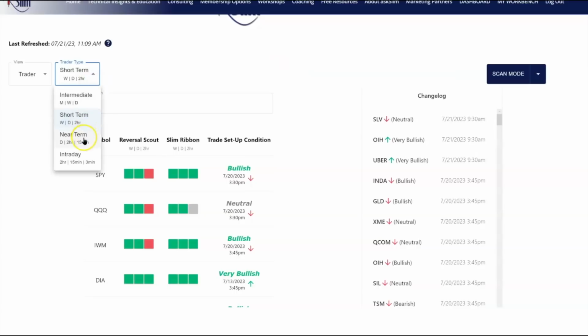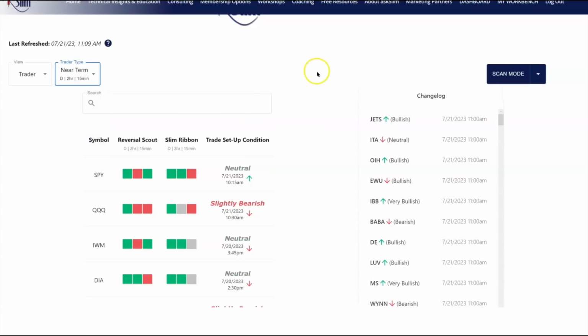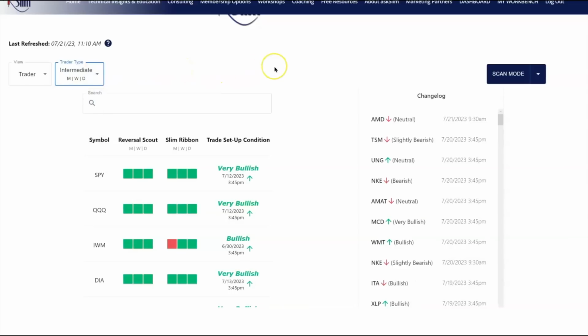Let's just look at the near term, which is looking out for conditions over the next week or so, and you can see that the SPY is neutral now, while the QQQ actually went to bearish, the IWM and the Dow at neutral. So this gives you an idea for the very near term what the conditions are in the market. But we're focusing on the intermediate term and short term, and they're still pretty strong.